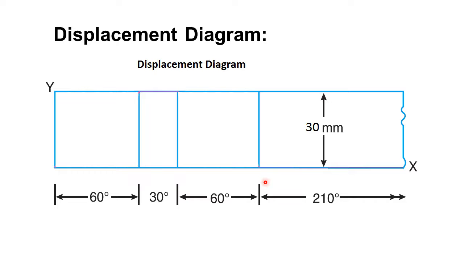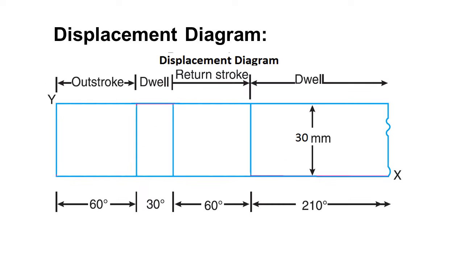And now the length for the remaining dwell is not important hereafter. So you take some convenient distance. Even if you take this much, it is fine. Even if you take a bit more also, it is fine. So take some convenient distance and draw a zigzag line and complete this rectangle like this. So along x-axis we have taken the angle, and along y-axis we have taken the lift of follower. So the initial 60 degrees is outstroke, next 30 degrees is dwell, then next 60 degrees is return stroke, and remaining is again dwell.